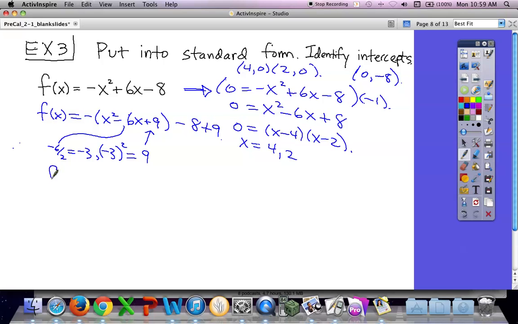Okay. So f of x equals negative x minus 3 squared plus 1. What is the vertex? Positive 3, positive 1. And does it open up or down? Down because of the negative in front of the parentheses, right?